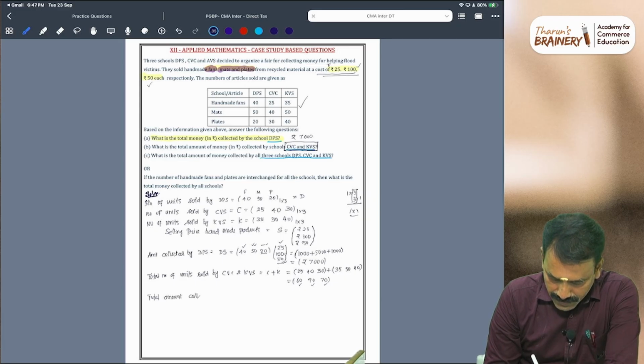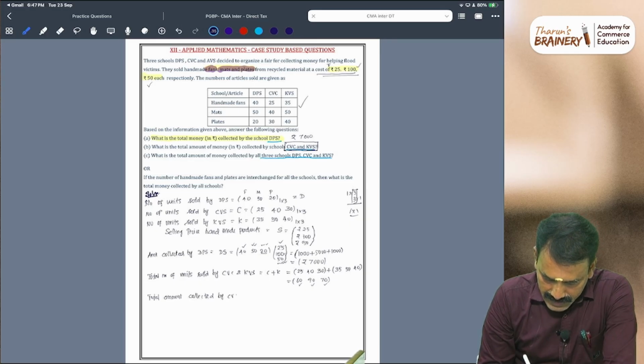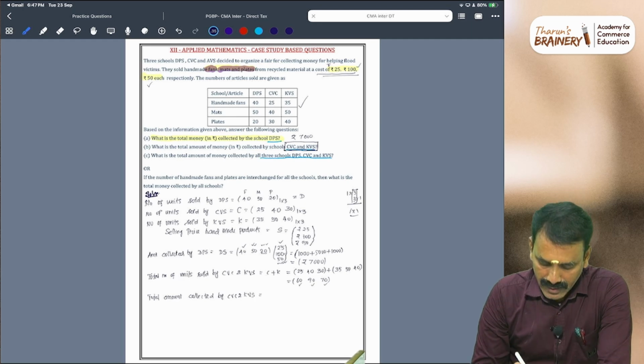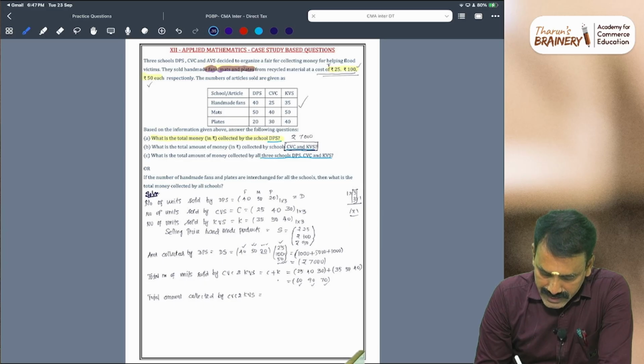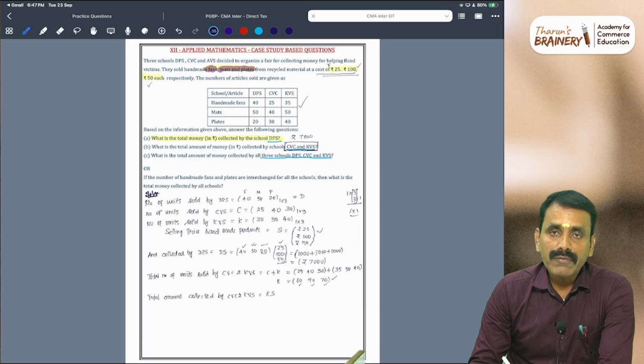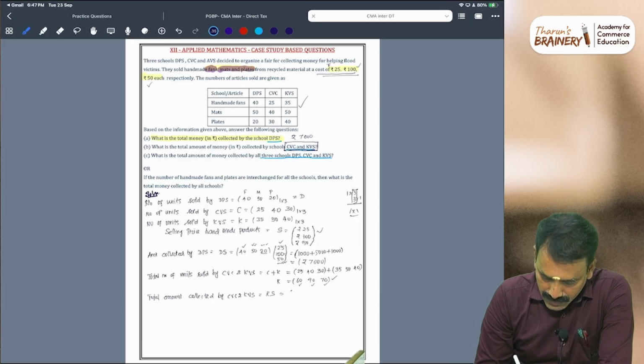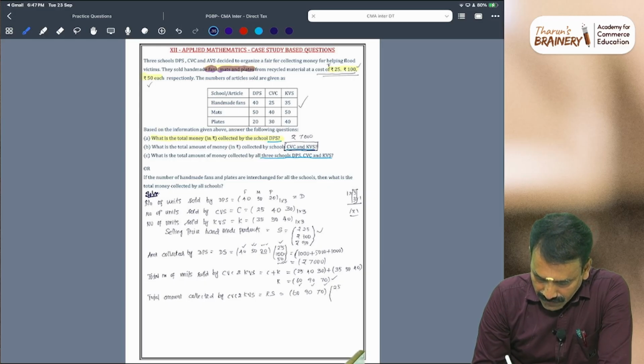Total amount collected by CVC and KVS. We have to multiply. Let me name this one as R matrix. So R matrix is multiplied with this S matrix. Number of units sold should be multiplied with the selling price of one unit. Is it clear? So it is going to be equal to 60, 90, 70 multiplied with 25, 100 and 50.